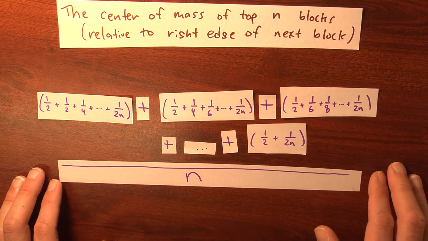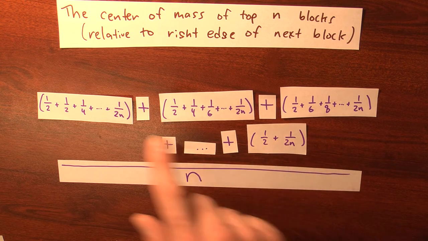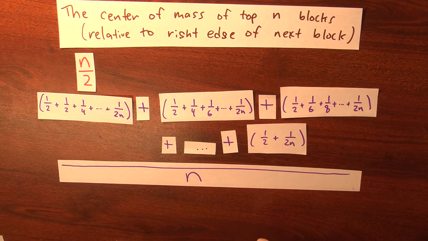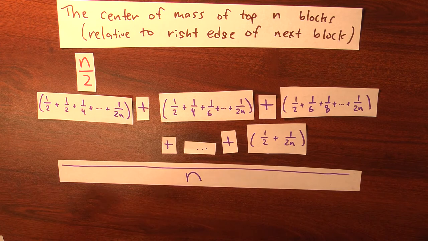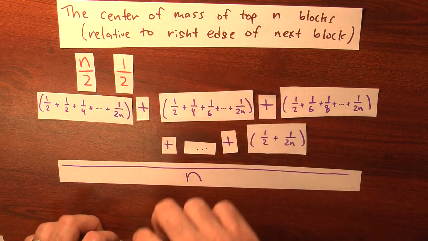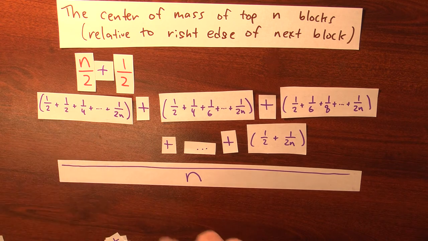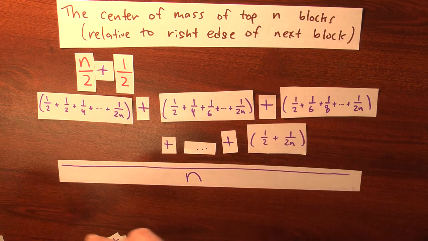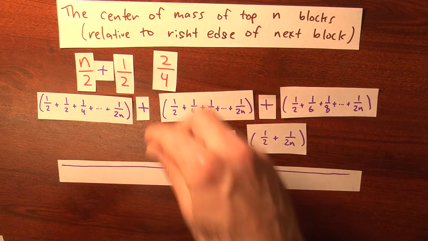So now I got to look at this and see if there's anything I can say about this complicated sum. Well, I've got 1/2, I've got 1/2, I've got 1/2, I've got 1/2. Every single one of these n terms has 1/2. So that gives me n over 2. I've got n halves altogether. I've also got 1/2 here and no extra 1/2s. So I can add just this 1/2 coming from right here. I've got 1/4 here and 1/4 here and then no more quarters. So I've got 2/4, and I can add those.